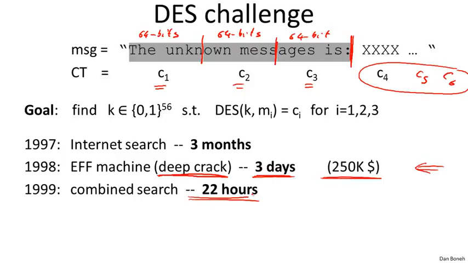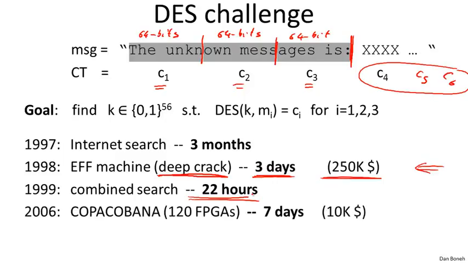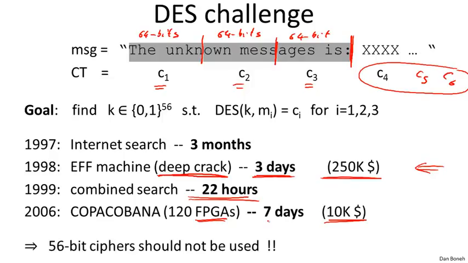And just a final nail in the coffin, as hardware technology improved, there was another project called Copacabana. They used just off-the-shelf FPGAs, only 120 of them. It only cost $10,000, and they were able to do an exhaustive key search in about 7 days. So very, very cheap hardware, just off the shelf. You can break DES very quickly. So the lesson from all this is essentially that 56-bit ciphers are totally, totally dead. And so the question is what to do.